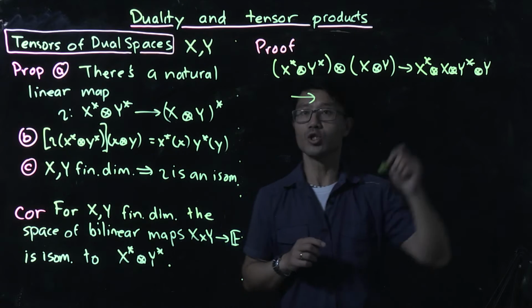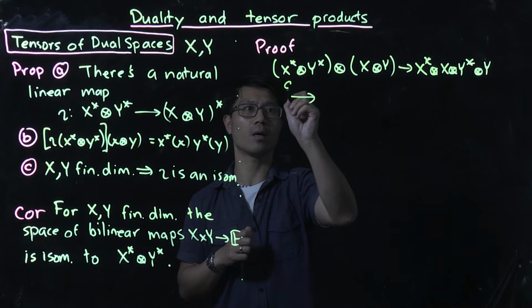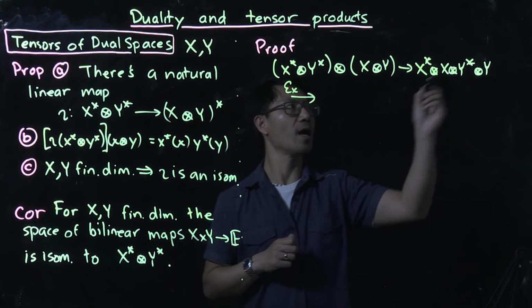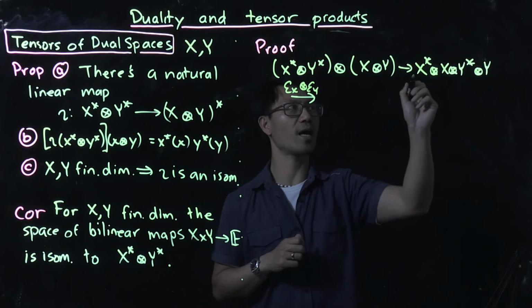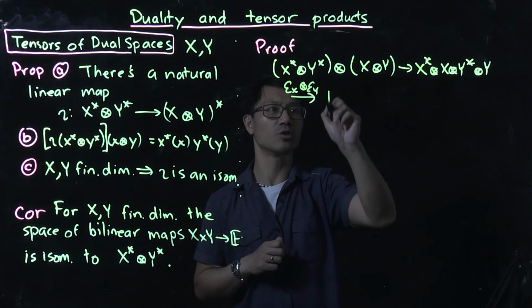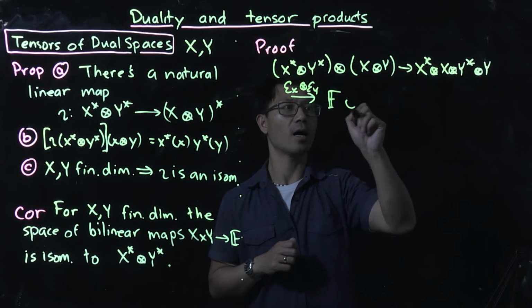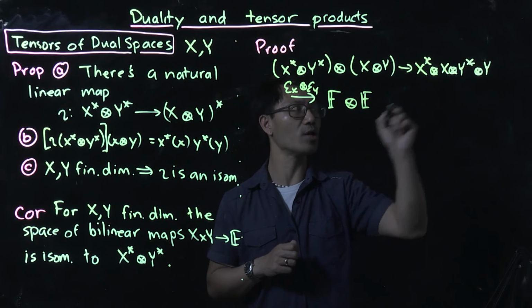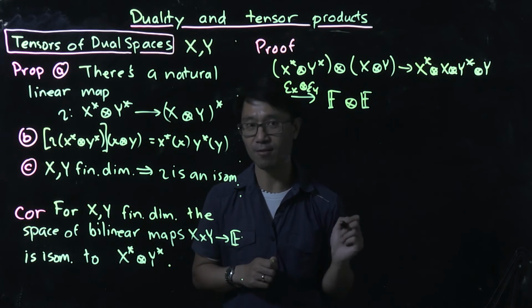Okay? So why have I done that? Well, X dual tensor X, there's a contraction map, epsilon X, and Y dual tensor Y, there's a contraction map there, epsilon Y. So X star tensor X, you can evaluate a linear functional at any X to give you something which is a scalar in F. And you also have an evaluation or contraction map on Y. So this Y star tensor Y maps to F here.